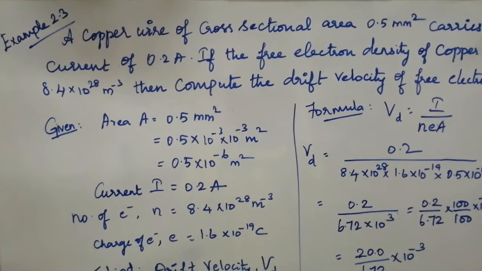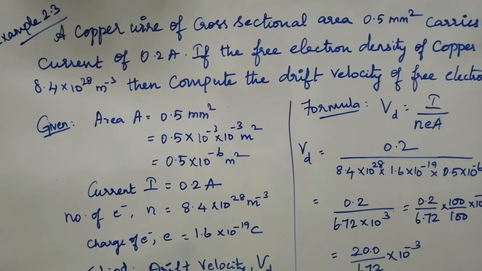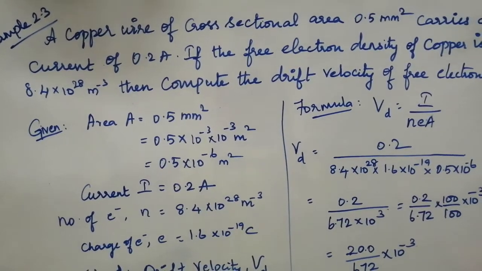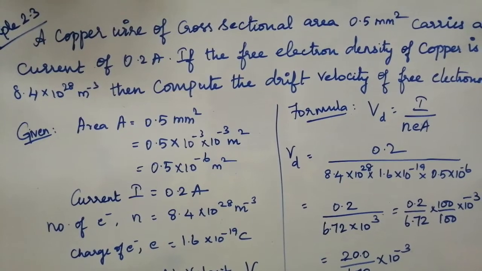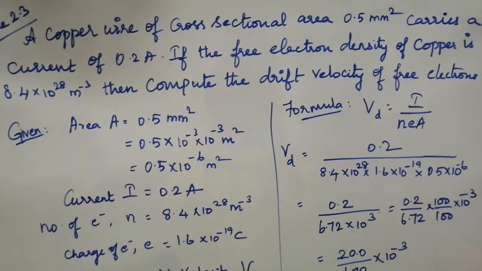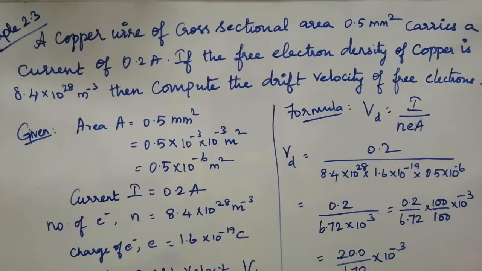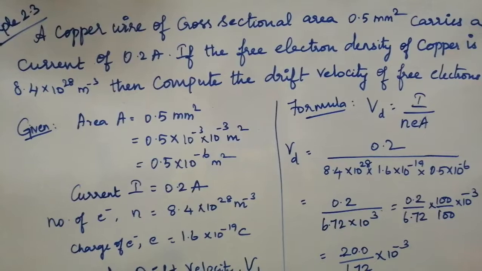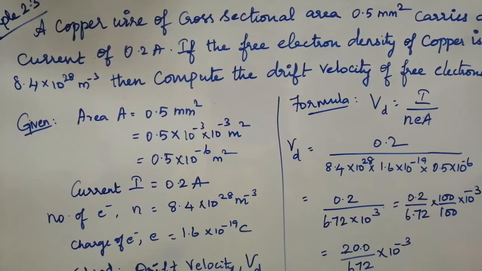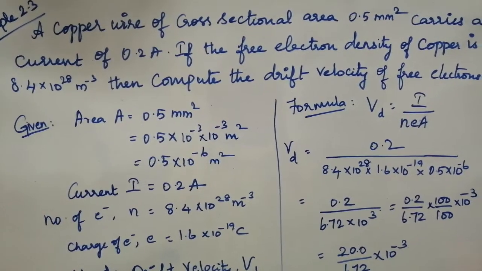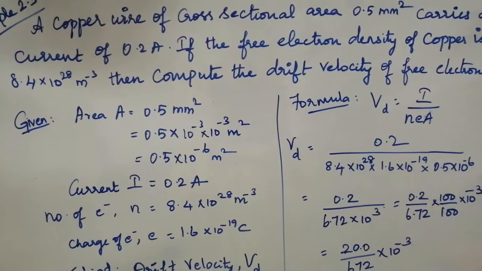Hello students, let us go into the question number 2.3 example problem in your book. The question is, a copper wire of cross-sectional area 0.5 millimeter square carries a current of 0.2 amps. If the free electron density of copper is 8.4 into 10 to the power 28 per meter cube, then compute the drift velocity of the free electrons. So this is your question.